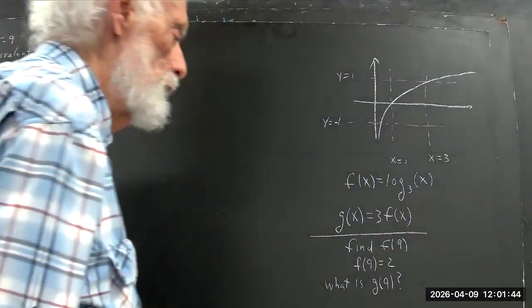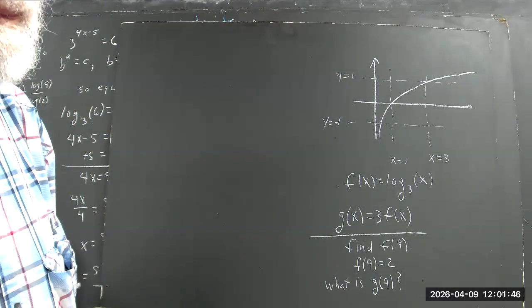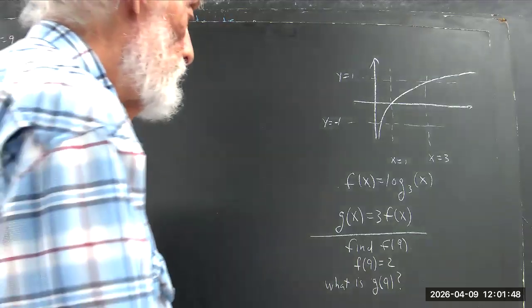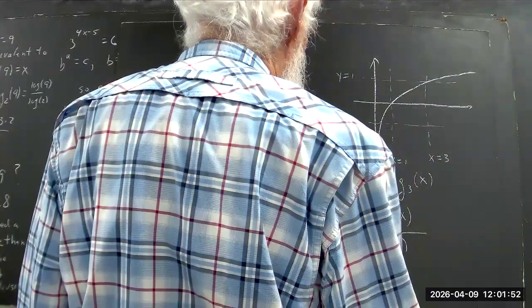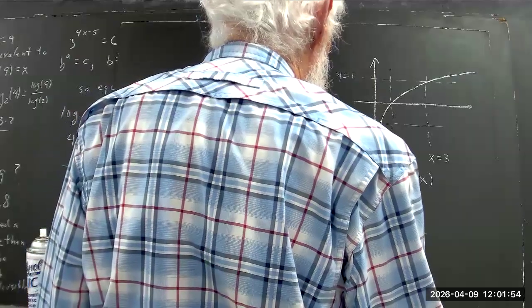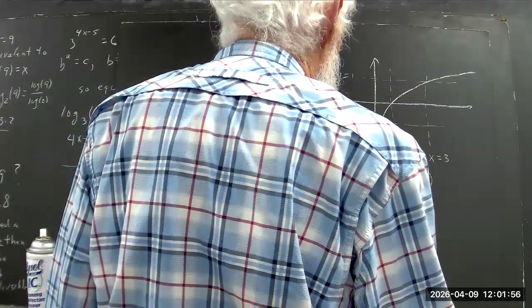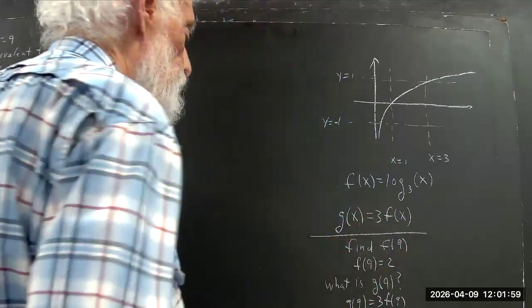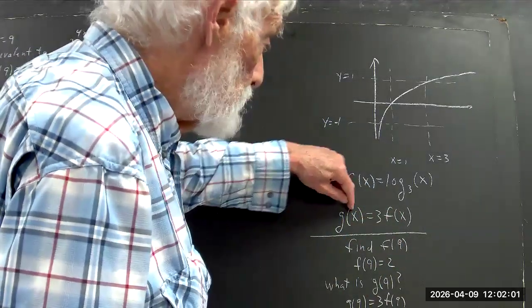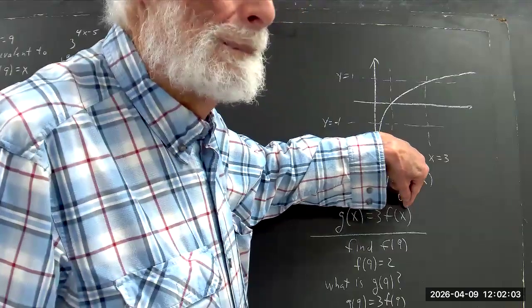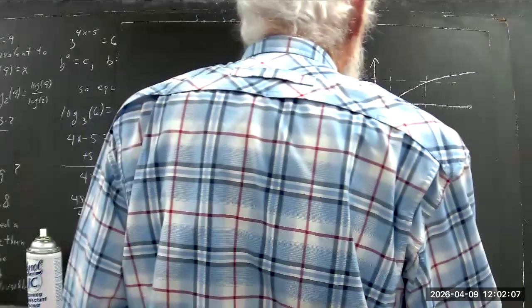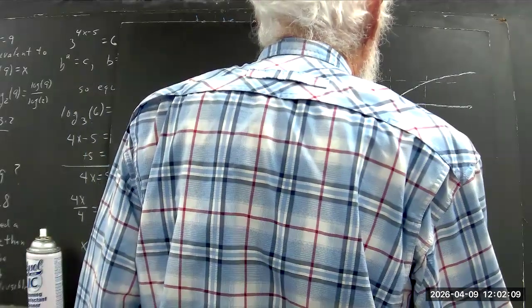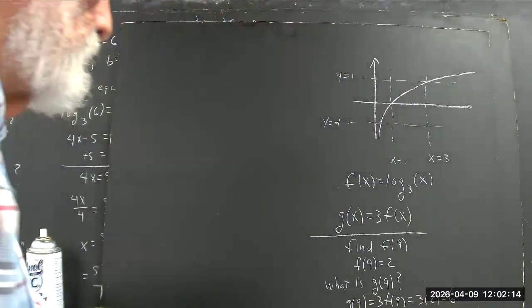Questions? What is the value of g of 9? Well, g of x is 3f of x, so g of 9 would be 3f of 9. Okay? Which is 3 times 2, or 6.